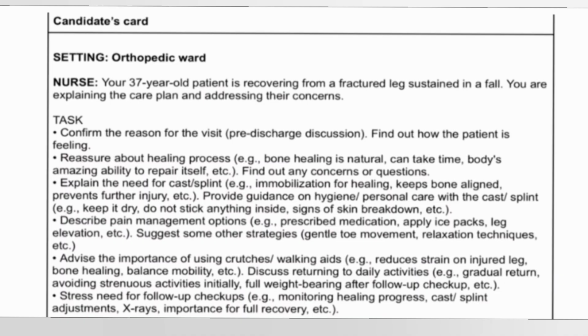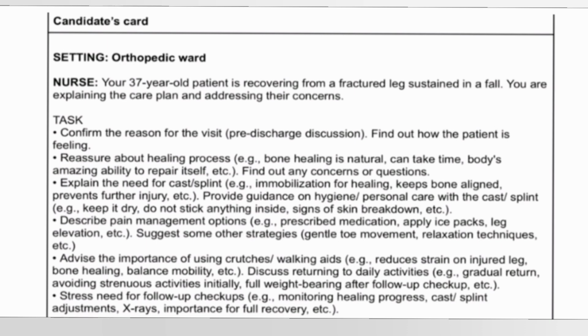Okay, next is provide guidance on hygiene and personal care with the cast and splint. Here also it is provide, which means we are giving some education to the patient. So for this we again say a next sentence like this: now Miss Susan, I would also like to tell you regarding your personal and hygiene care with your cast and splint. First of all, keep it dry.